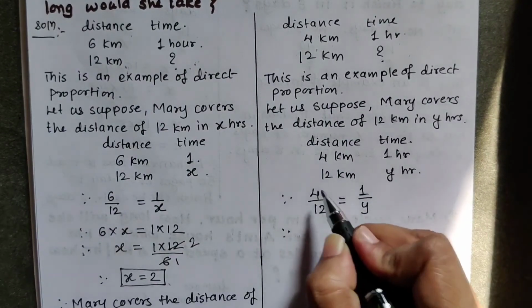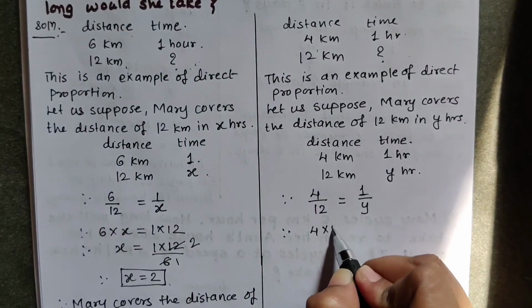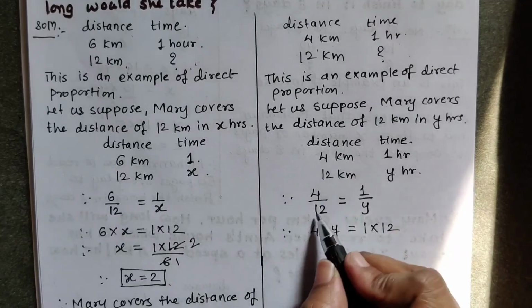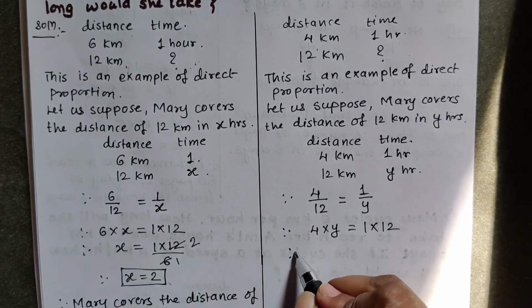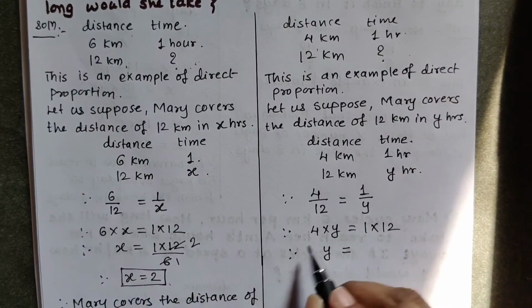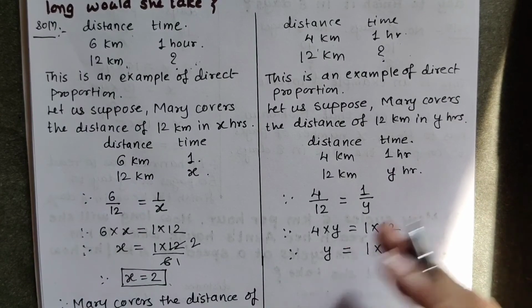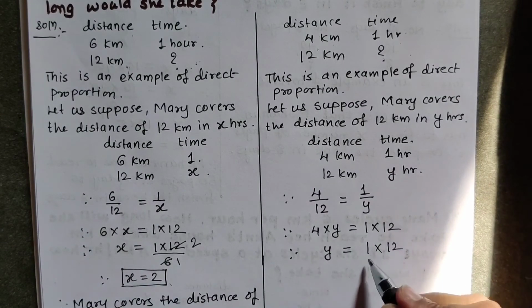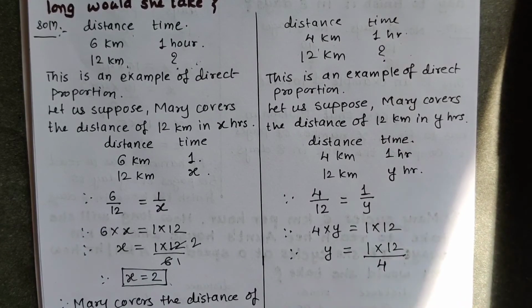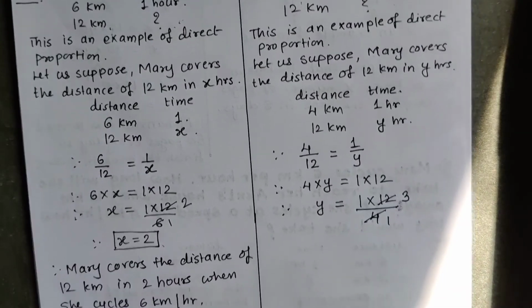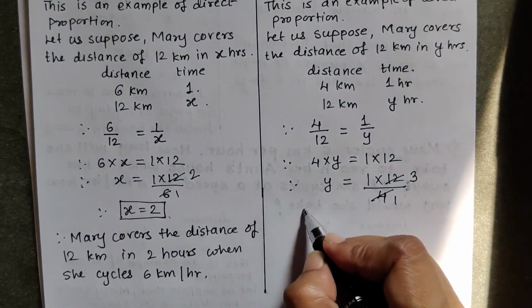We solve it by cross multiplication. 4 multiplied by y is equal to 1 multiplied by 12. Now y keep as it is on left hand side. 1 into 12 as it is we are going to write on the right hand side, and 4 we transfer on the left hand side. It will go in the denominator. Now cancel. 4 ones are 4, 4 threes are 12. So we are getting y is equal to 3.